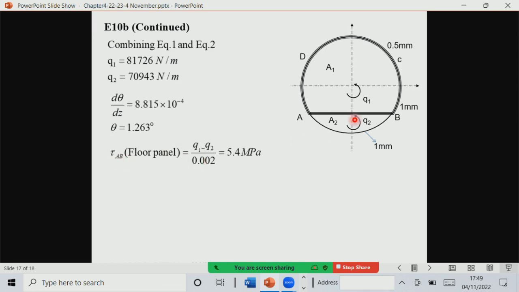The shear stress in the floor panel is the difference between the two divided by the thickness of the panel, which is what I've done here. It's 5.4 megapascals. So the shear stress in the remaining ones is just the shear flow, Q1 or Q2, divided by the thickness. Just this one is slightly different. I think this is a question one of the students asked me earlier.